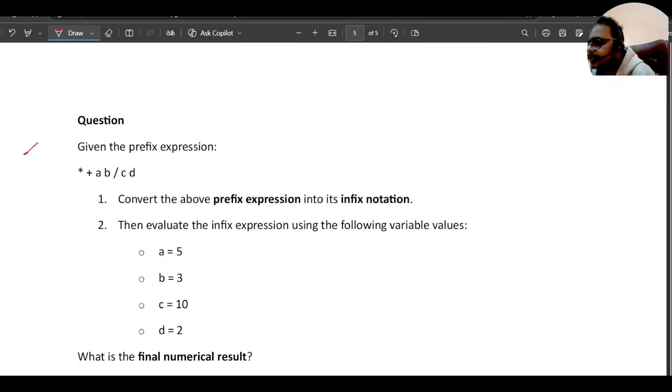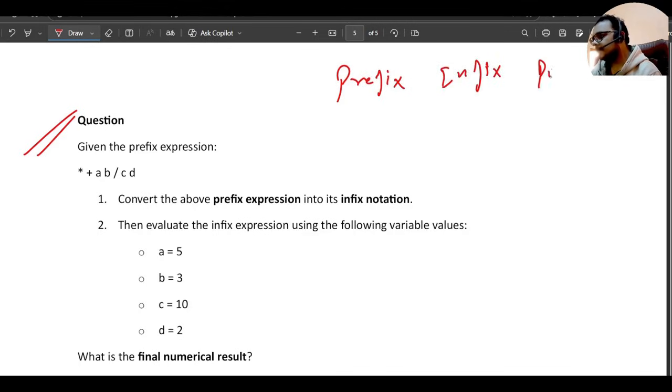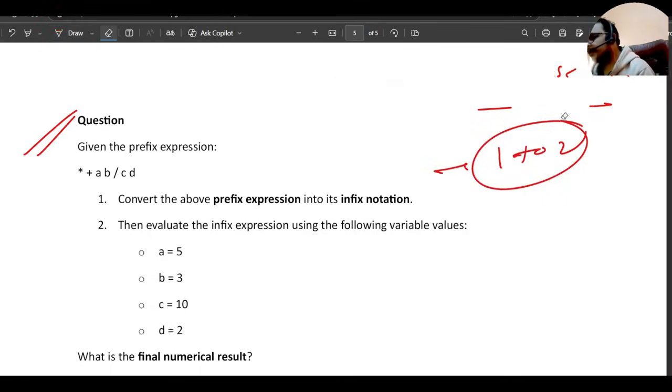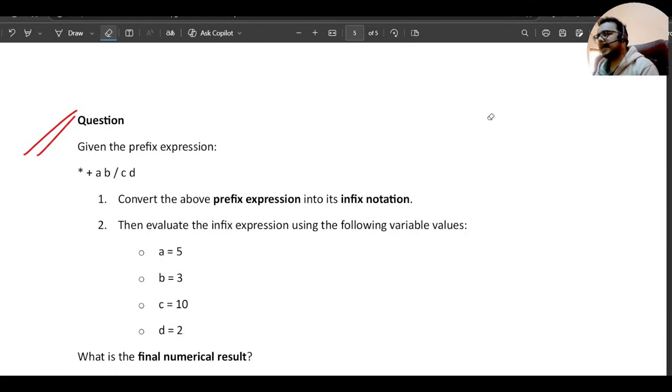Now this is a very important question, and please practice this question, which is conversion: prefix, infix, postfix. Okay, these kinds of evaluation, 1 to 2 questions you can get in your Capgemini exam. Very, very important. The questions are easy. You can easily do them in 1 minute, but practice is needed.